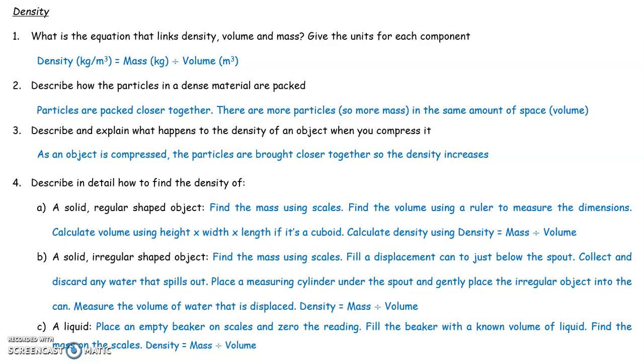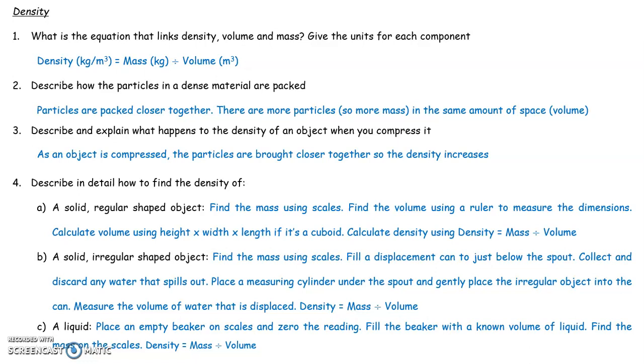That's an easy one. What about an irregular object like a lump of rock or a statue? You can't easily find the volume using a ruler because the dimensions are all different. You can still find the mass using scales, record that in grams or kilograms, but what you use here is something called a displacement can. Fill the can to just below the spout with water. Some water will spill out, that's fine. The can is then set on a table and settled.